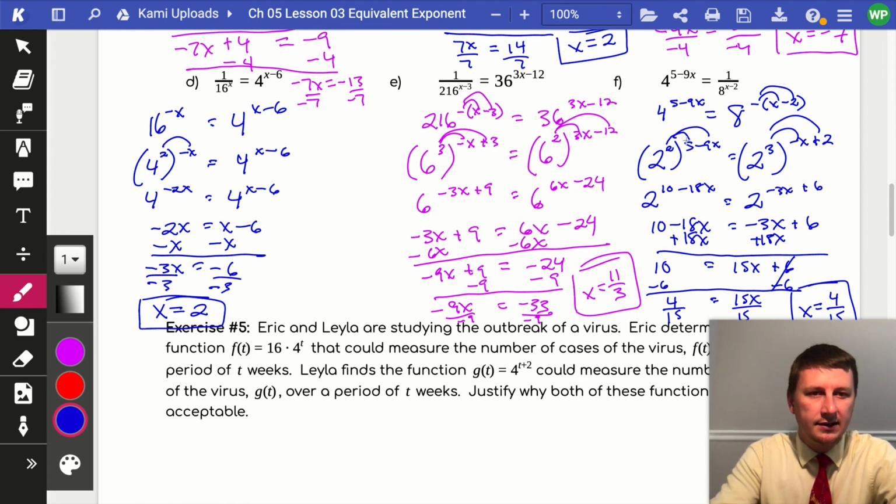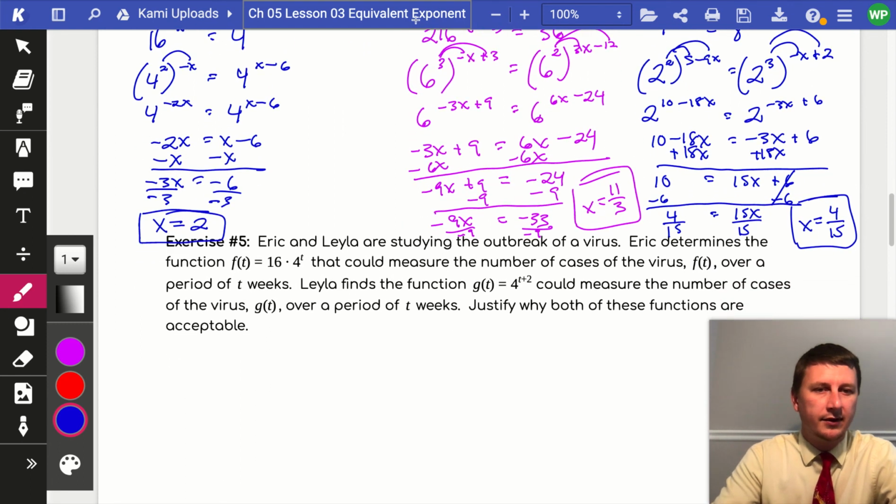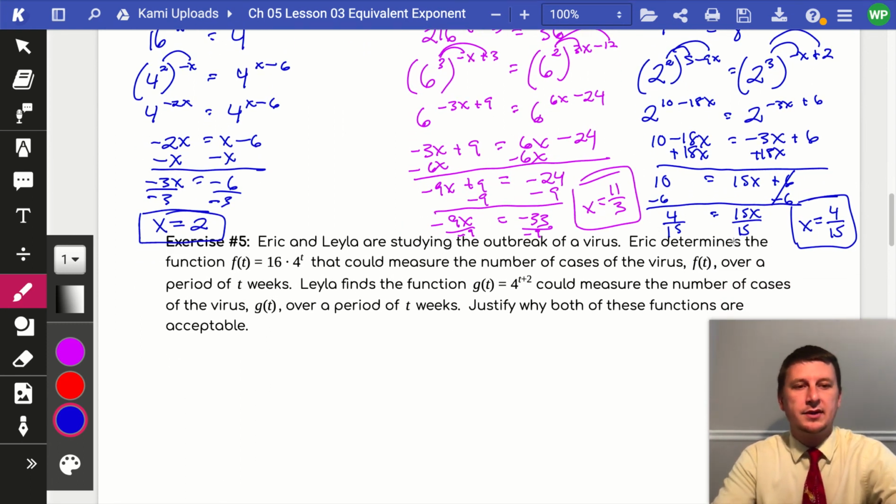2 to the second, distribute, we get 10 minus 18x. 2 to the third, we distribute, we get negative 3x plus 6. Everything was done completely correctly, so it's perfectly okay to have a fraction as a solution.